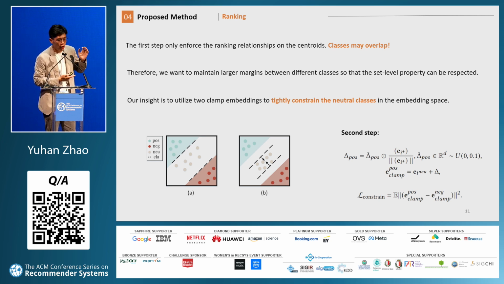You can see the picture. In picture A, we have positive items, neutral items, and negative items. We also have two clamp embeddings. From A to B, the clamp embeddings are contracted. So through this process, we create margins between different classes. The equation you can see on the right part, but it is a little hard to understand, so I provide these figures to make it easier to understand.